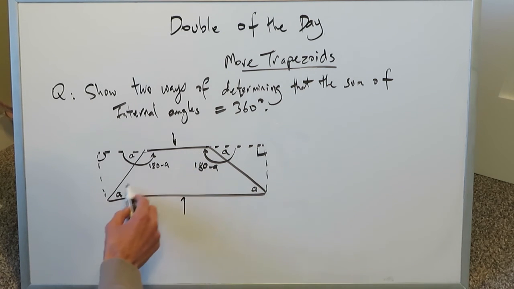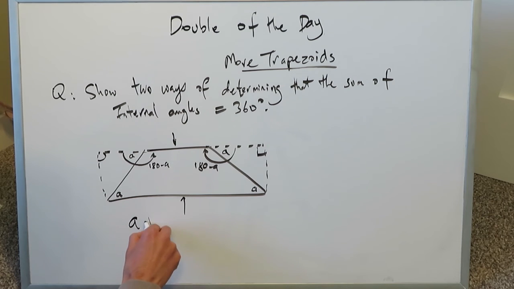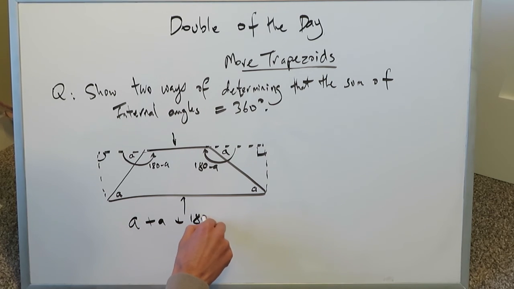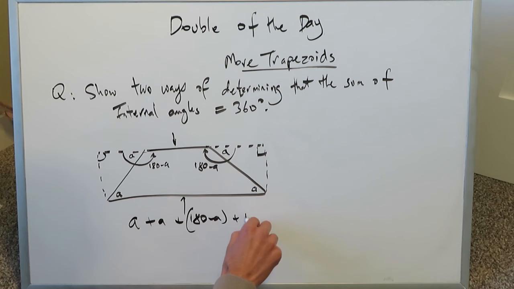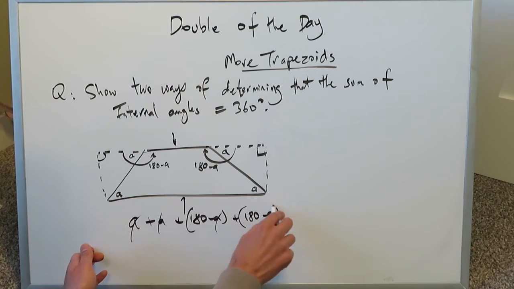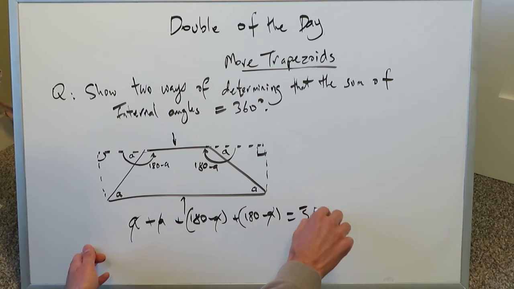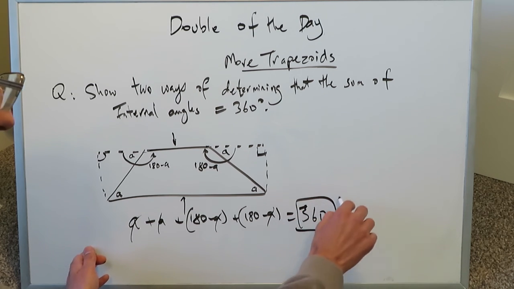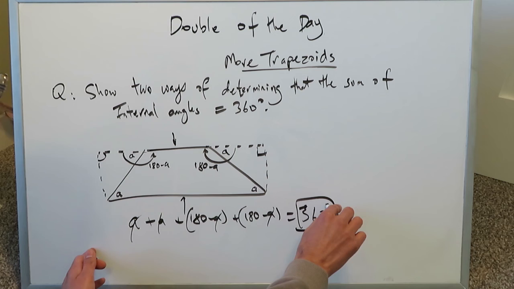And then we add up these four internal angles. We have A plus A plus 180 minus A plus another 180 minus A. Then you can add these up. The A's will cancel out. You'll end up with just 360 degrees. And then this question has been completed using the second method.